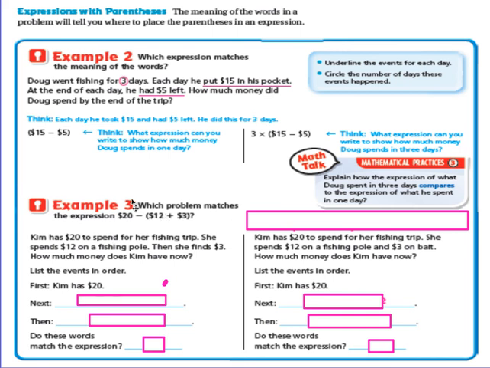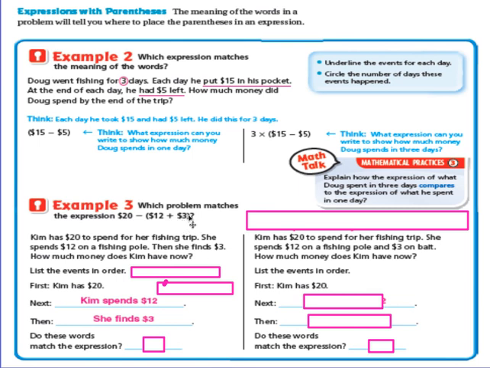Okay, so let's look. We have 20 minus $12 plus $3. Kim has $20 to spend on her fishing trip. So far we're okay. She spends $12 on a fishing pole. Then she finds $3. How much money does she have left? Well, if I look at this, first Kim has $20. That part is correct. Next, she spends $12. I'm not doing that next. I don't have these 2 in parentheses to tell me I should subtract the 12. Then she finds $3.